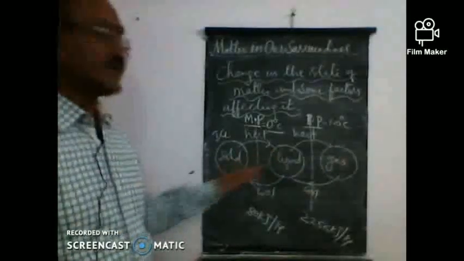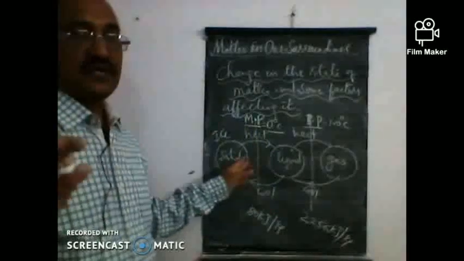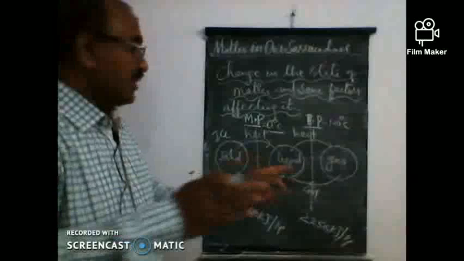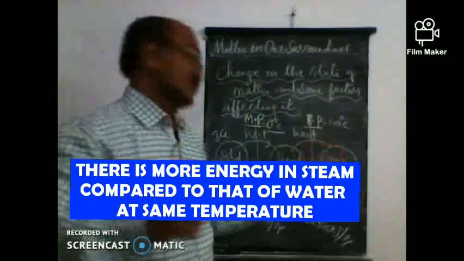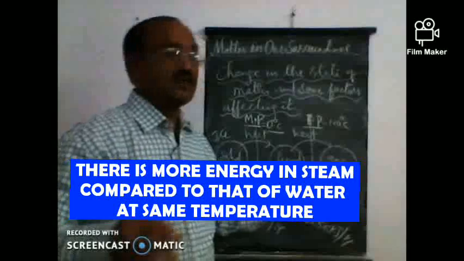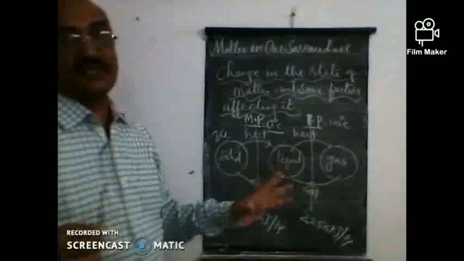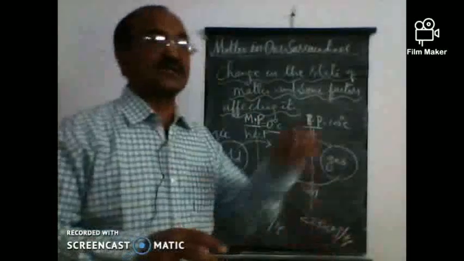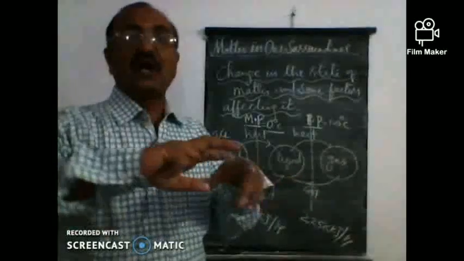So what is the reason for so much of a difference? The reason is that here there's a mere separation of the particles of the matter, but here we are giving energy to the particles of liquid so that they can get energy and fly away. So there's more energy in steam compared to that of the water. If water is at 100 degrees Celsius, at the same temperature you can also have steam, because there's a transition temperature.